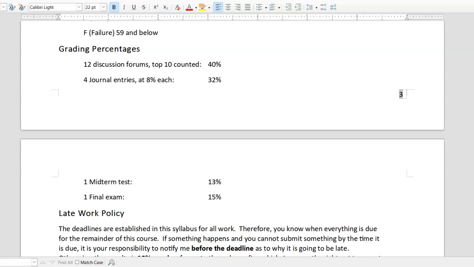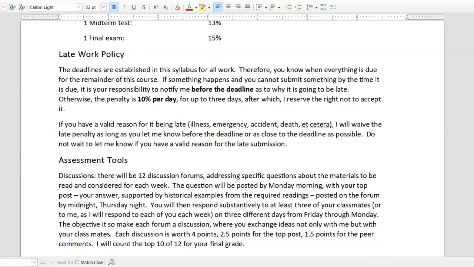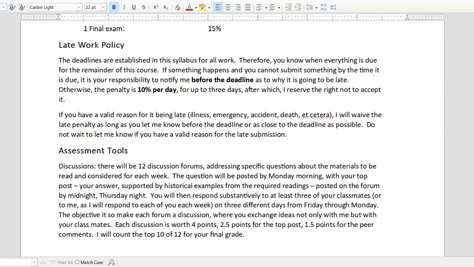You'll have 4 journals at 8% each for a total of 32%. Again, those will be due every 3 weeks. You'll have 1 midterm at 13% and 1 final at 15%. And again, those will be online. They will be open book, open note, but hopefully that's all you will have to work with. I would prefer you not go off the reservation and use online stuff, mainly because they'll be timed and you won't really have time to be looking stuff up.